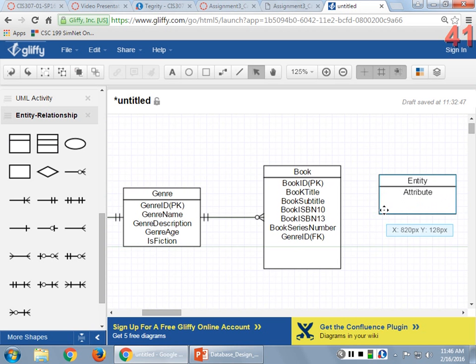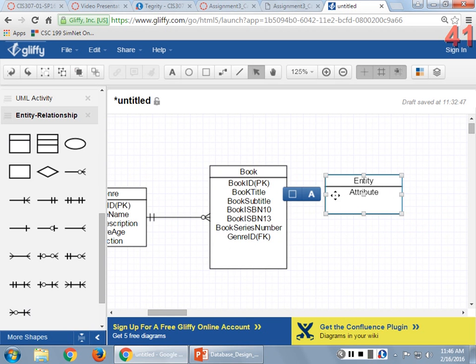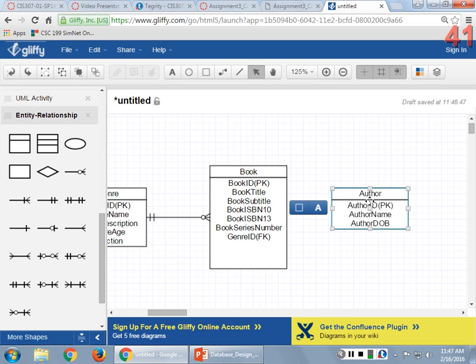So let's say you have an entity called author, and then we have author ID as a primary key, and then author name, and then author date of birth. So I'll just enter 3 attributes, okay? So one book can be associated at the minimum with how many authors?